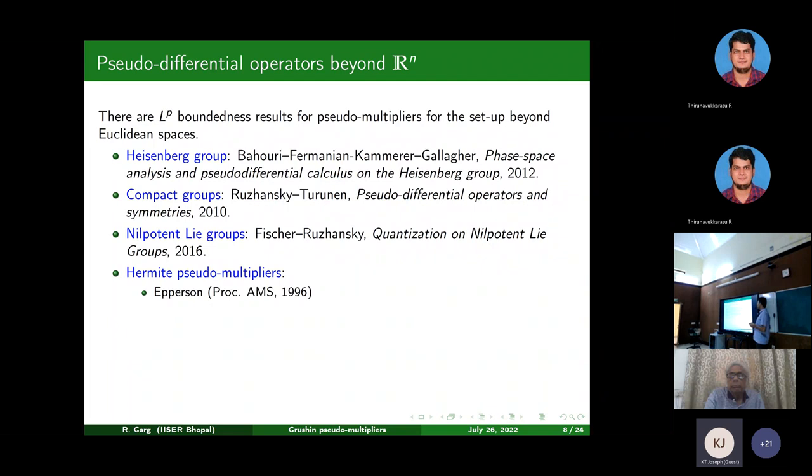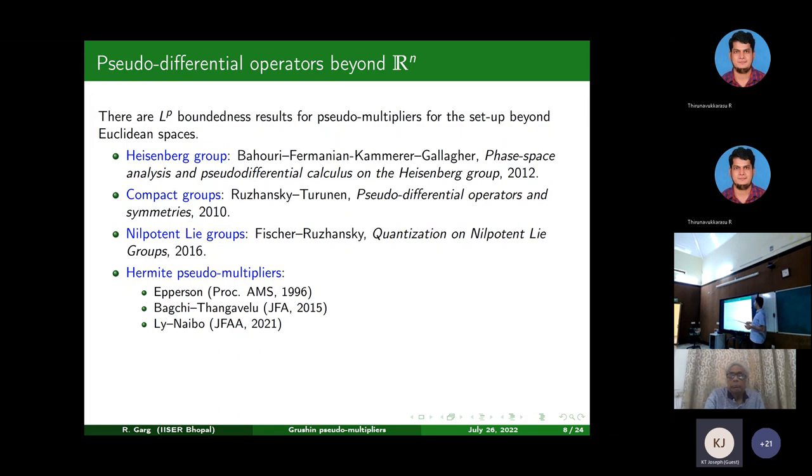So on Hermite pseudo-multipliers, the early work is in 1996, Epperson. He basically assumed L2 boundedness and proved L^p weighted boundedness, assuming L2 boundedness. And then during his PhD, Sayan generalized the work of Epperson, which was done only for dimension one. They did it for higher dimension and also improved the number of derivatives they assume. This time, once again, they had to assume L2 boundedness. And these are all non-weighted.